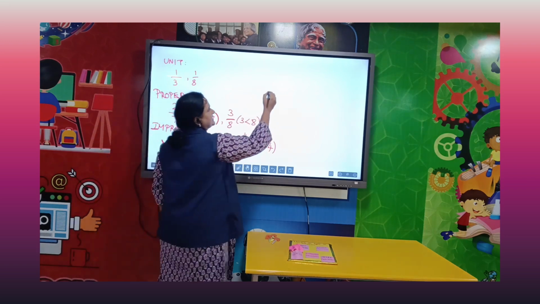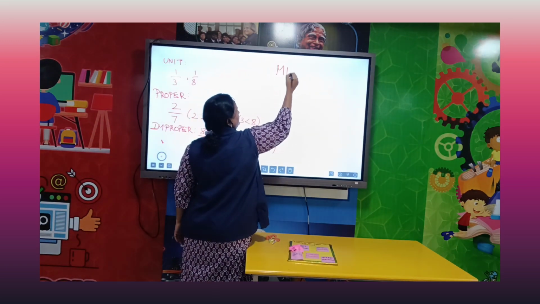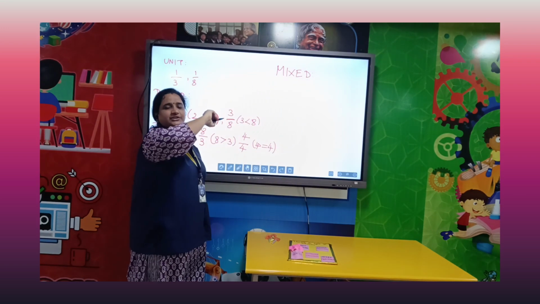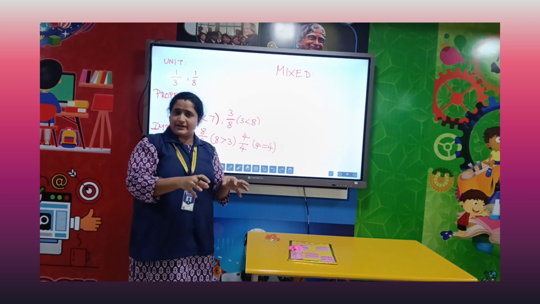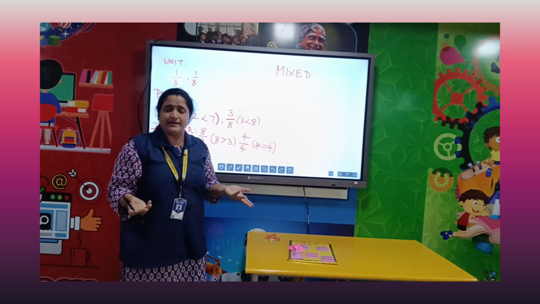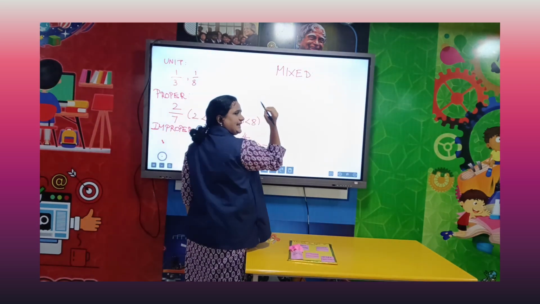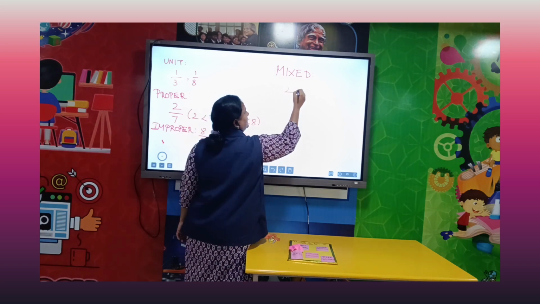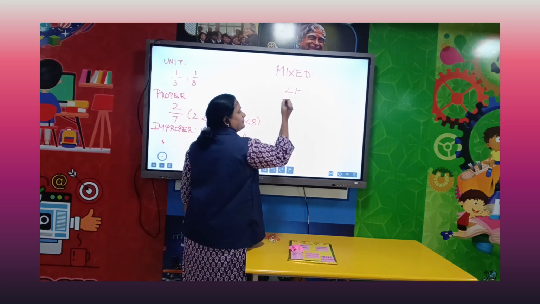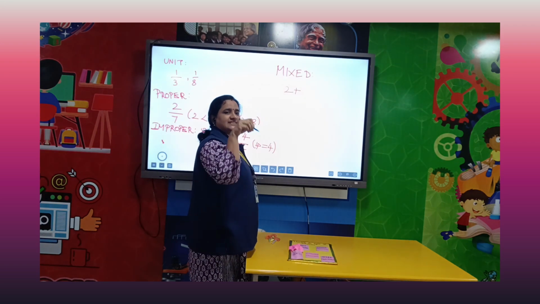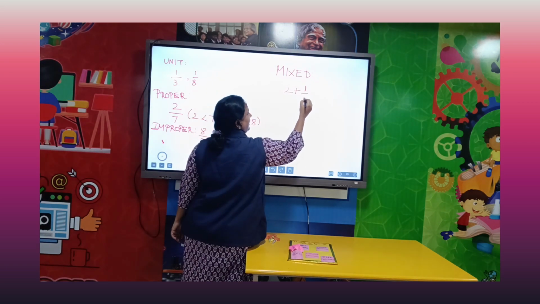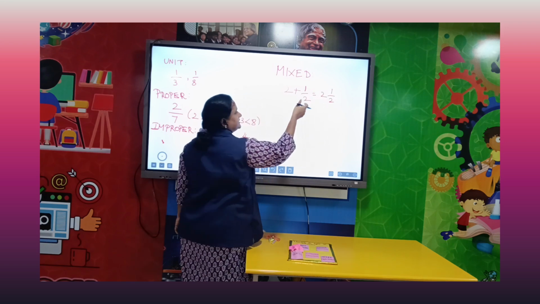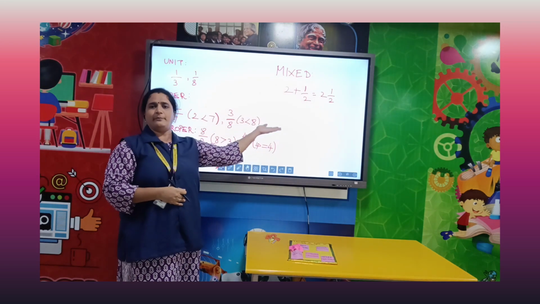Now what is mixed fraction? What is the definition of mixed fraction? The sum of natural number and the proper fraction is called a mixed fraction. Yes. What is the natural number? If we take an example, the natural number is 2. Sum of proper fraction. Proper fraction, the numerator should be less than that of denominator. So 1 by 2, that is equal to 2, 1 by 2. This is the example for mixed fraction.